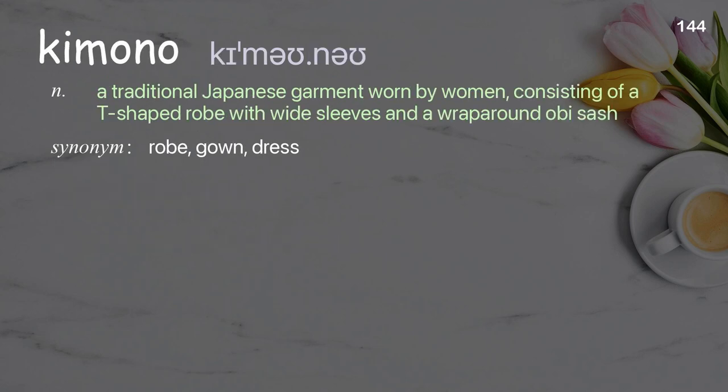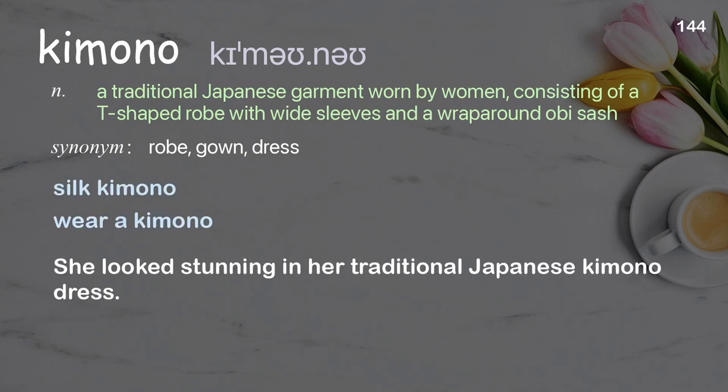Kimono. A traditional Japanese garment worn by women, consisting of a T-shaped robe with wide sleeves and a wraparound obi sash. Examples. Silk kimono. Wear a kimono. She looked stunning in her traditional Japanese kimono dress.